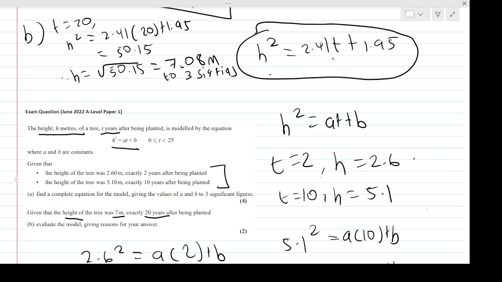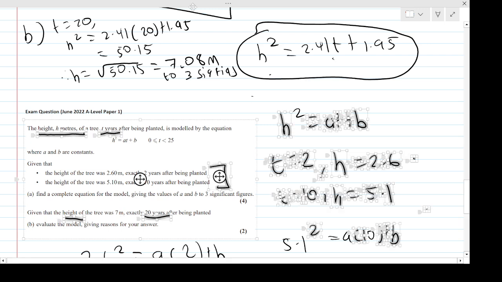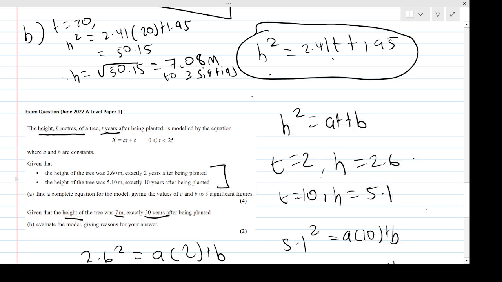Remember, it's just an estimate, right? At the end of the day, we are assuming the height takes this equation. That's not necessarily exactly how it is. That's our prediction. So the model predicts that when the time is 20, the height will be 7.08. What it's told us in reality after 20 years is exactly 7. But actually, 7 and 7.08 is pretty close, right? So it's a pretty good model then.